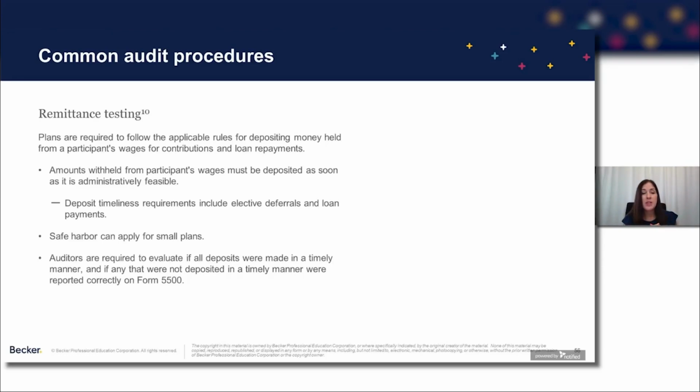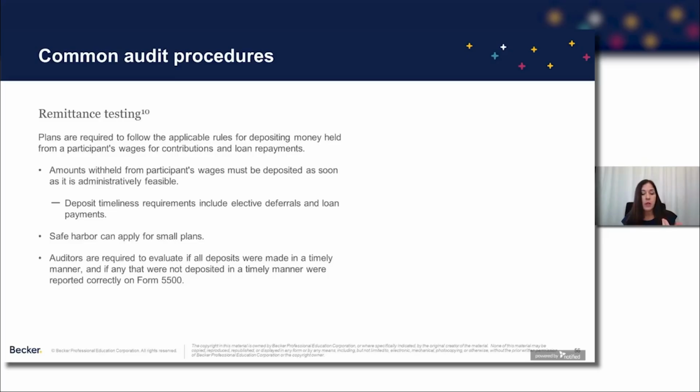So that brings us to our last area of testing here related to remittance testing, and we've already mentioned this a couple of times. Those amounts that are withheld from the participant's wages must be remitted to the plan as soon as possible. There is no safe harbor period for large plans. Those amounts have to be remitted as soon as they can be reasonably segregated from the general assets of the plan sponsor. If they are not remitted in a timely manner, that's a prohibited transaction, and it would have to be disclosed in the financial statements.